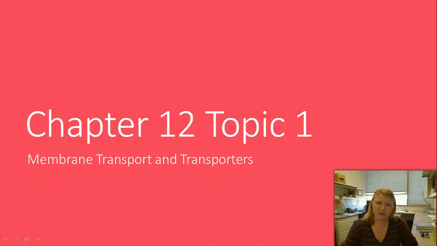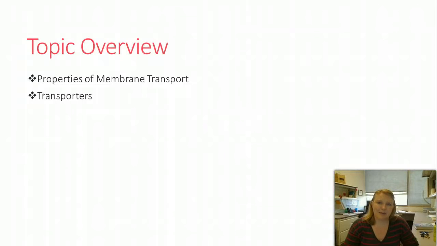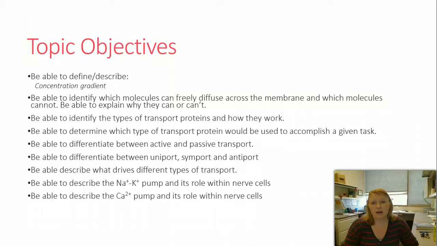We're going to talk about transporters and the basic properties of membrane transport in Topic 1. And then in Topic 2 we're going to talk about ion channels and some examples of how nerve cells work. So those are how we're going to break this up. As I said, in this topic, we're going to talk about the properties of membrane transport and then examples of transporters. Here are our objectives.